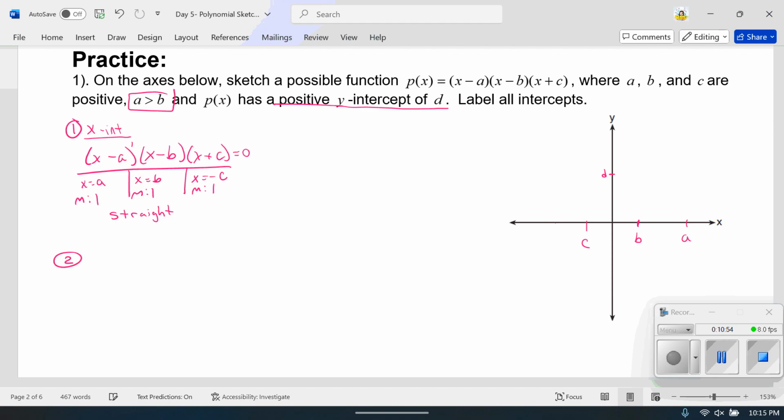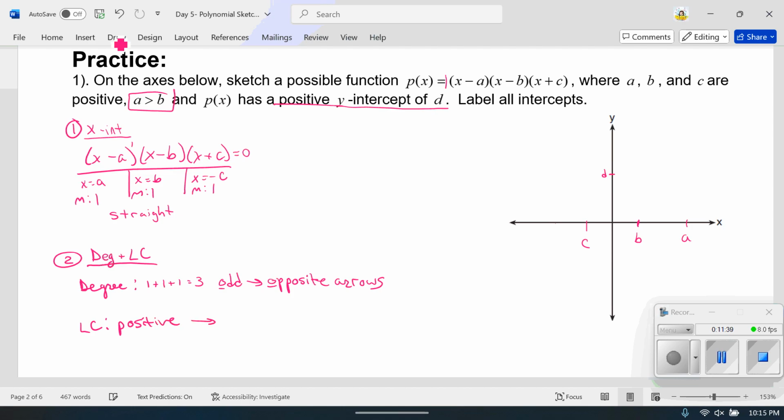Next thing, once you've sketched out all your intercepts, you're going to find your degree and your LC, your leading coefficient. Now, your degree is the sum of the multiplicities. I have 1 plus 1 plus 1, that equals 3. That is odd. And the O in odd stands for opposite arrows. And then your leading coefficient, do you see a negative in front of this equation? I don't. I see a 1 in front, and a 1 is positive.